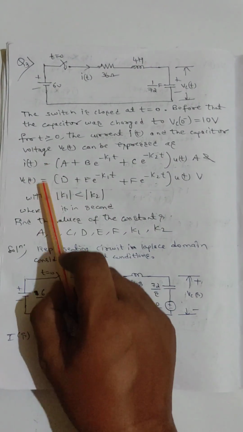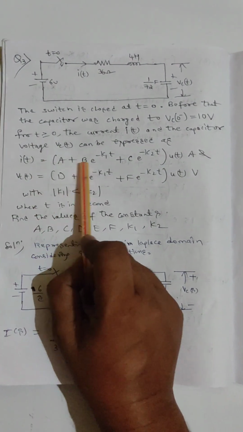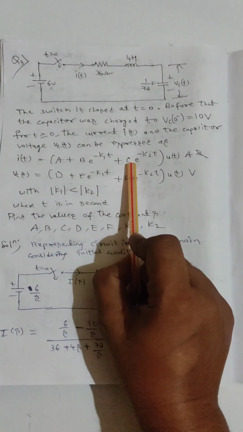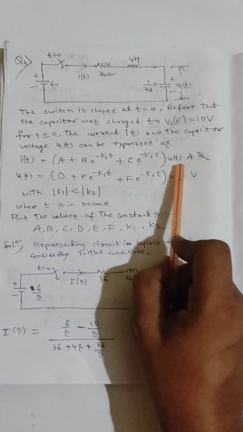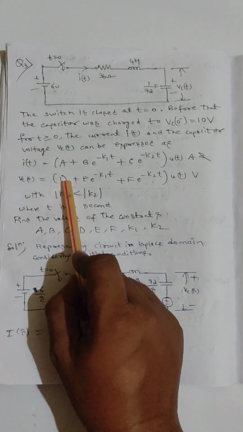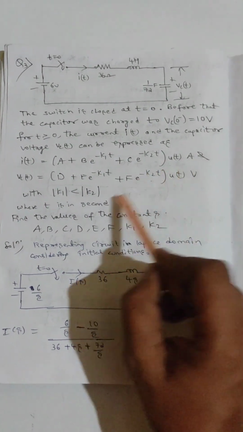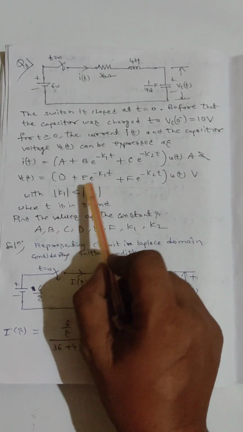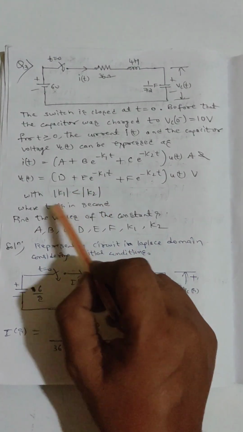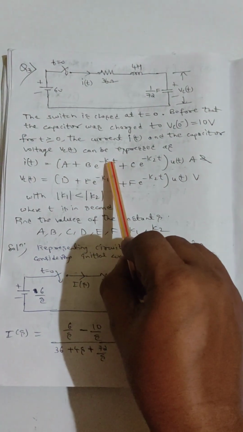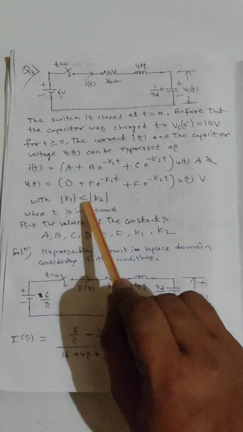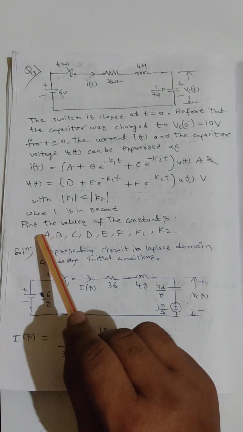Now they have given it in this format. I of t is A plus B e power minus k1t plus C e power minus k2t, times u of t. And Vc of t is D plus E e power minus k1t plus F e power minus k2t, times u of t. And the magnitude of k1 should be less than the magnitude of k2. In this format only we need to represent. The k1 value is lesser than k2. This one condition is given, where t is in seconds.